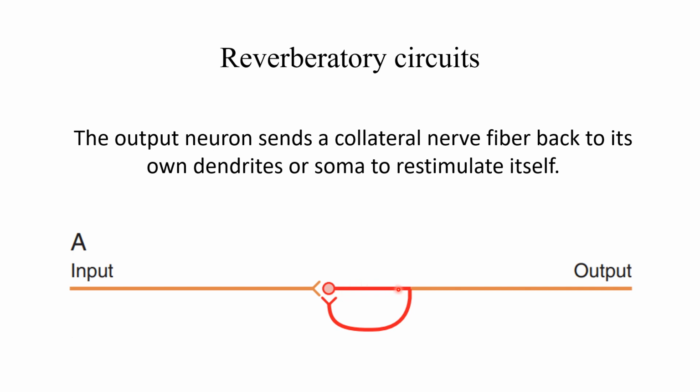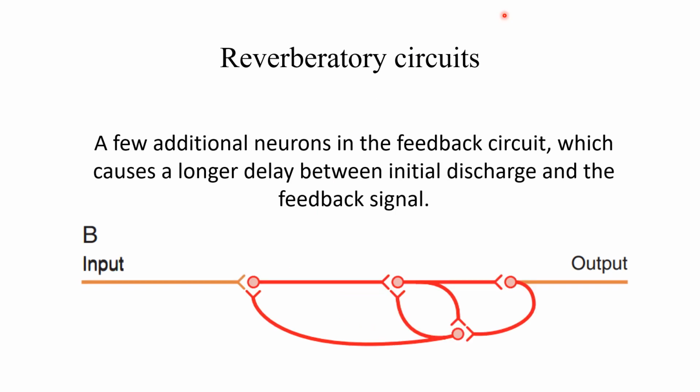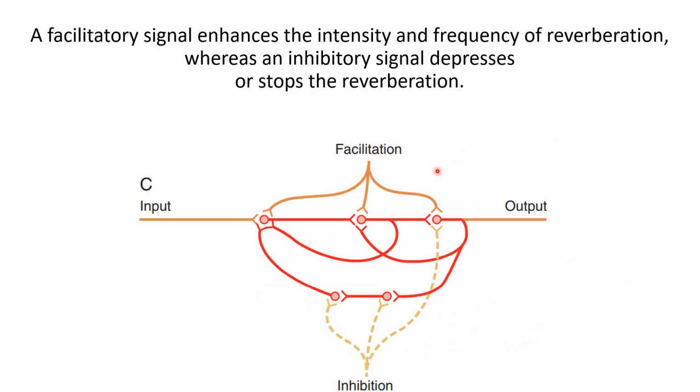So here is a collateral from this output neuron to the same input neuron, a reverberatory circuit, a simple one. This is a more complex reverberatory circuit. This is an even more complex reverberatory circuit, with so many other neurons and factors playing a role, whether there will be a facilitation or inhibition or none of them.